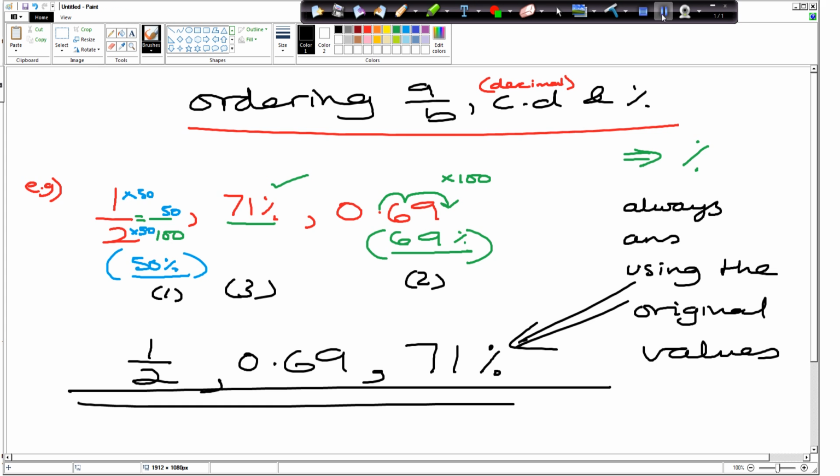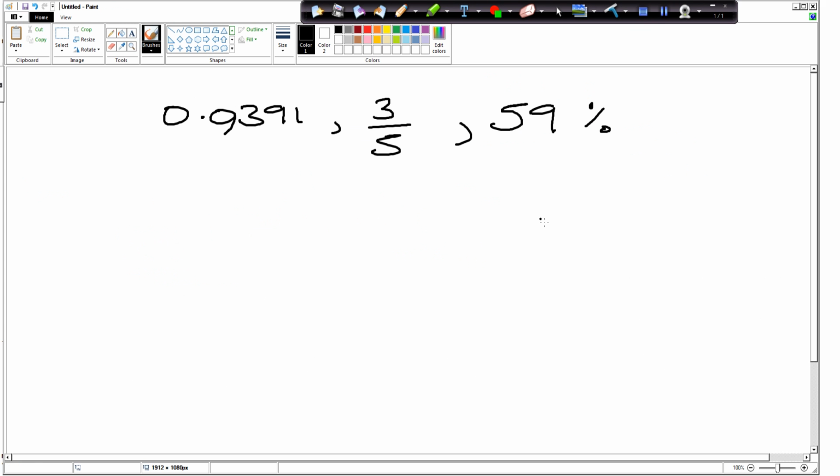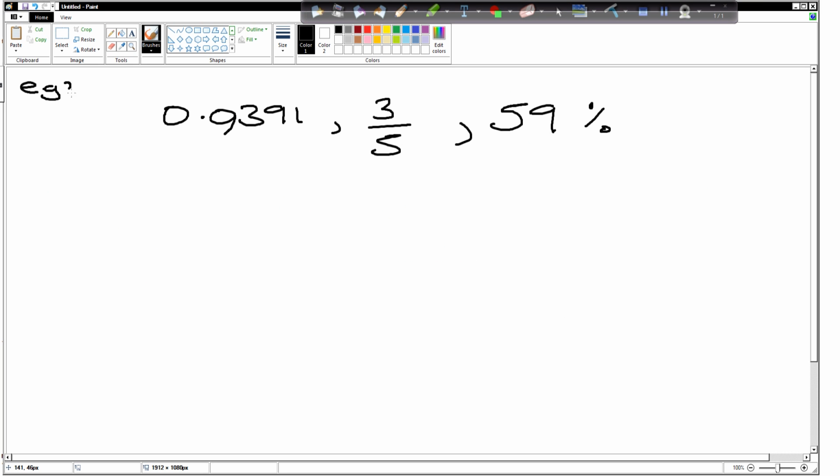Yes. Okay, folks, welcome back to our second question example. This is example number 2. Look at this question: 0.9391, 3/5 and 59%. We're going to order these. Now, what we said earlier is to change the decimal into a percentage. What do we do? Multiply it by 100. So that gives you what percentage? 93.91%.